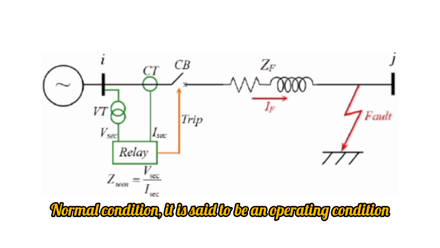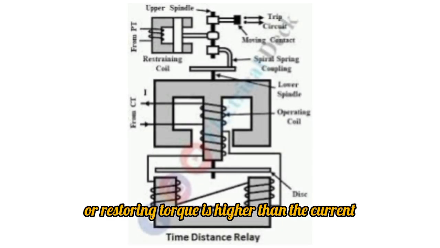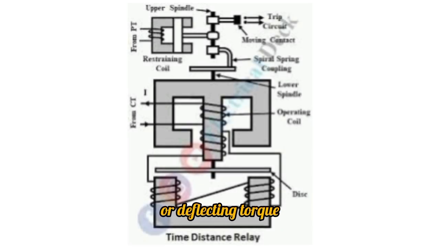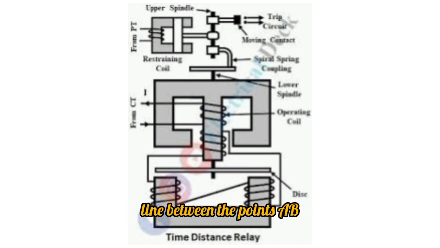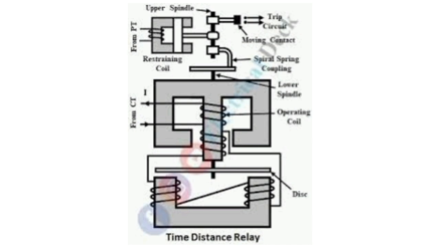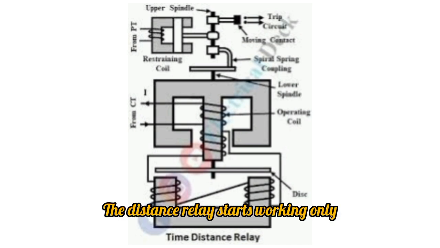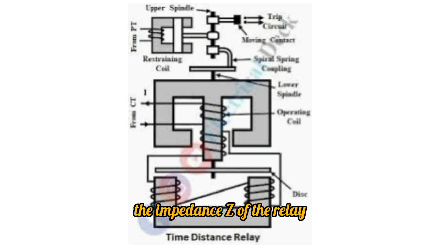Normal condition. It is said to be an operating condition because the line voltage or restoring torque is higher than the current or deflecting torque. From the above figure, we can observe that the impedance or distance relay is placed on the transmission line between the points A and B. Consider the impedance of the line is Z in operating condition. The distance relay starts working only when the impedance of the line is less than the impedance Z of the relay.